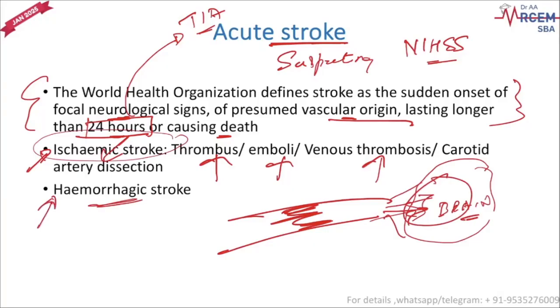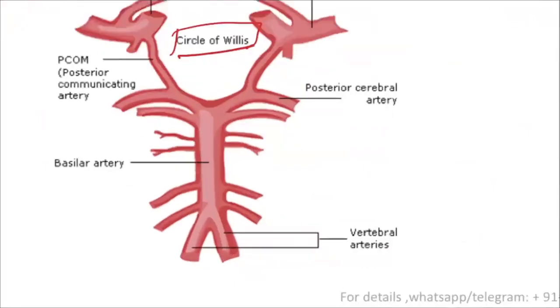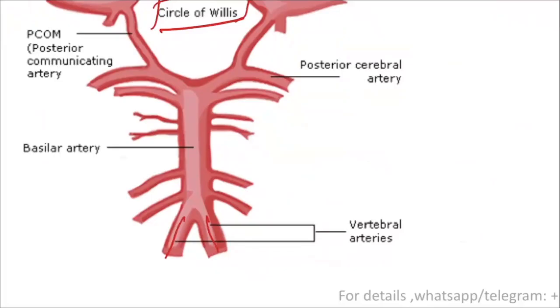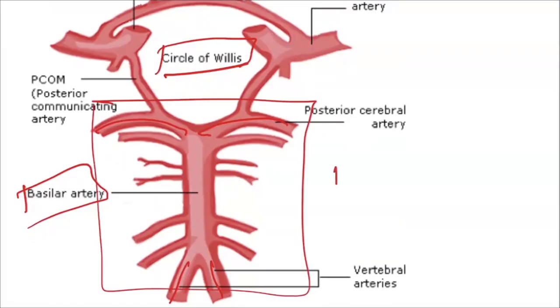These two different causes have completely different treatment. So what you need to remember is the circle of Willis. I'm sure you must have read it for your primary. The two vertebral arteries, left and right, join together to form the basilar artery. The basilar artery gives branches to the posterior cerebral arteries. This much is known as the posterior circulation. I will talk more about this in coming slides.